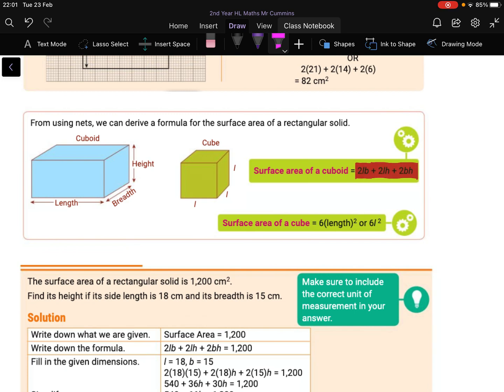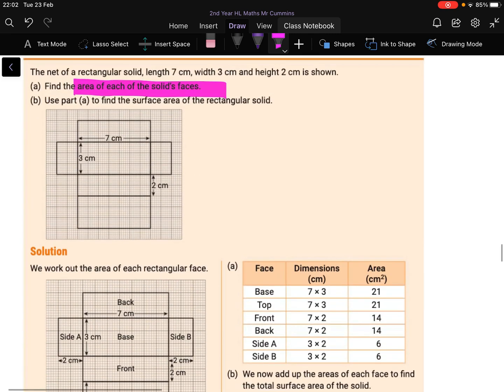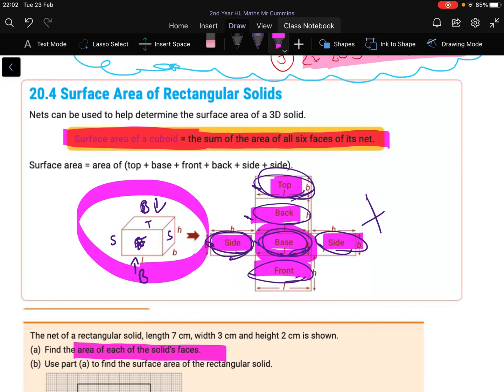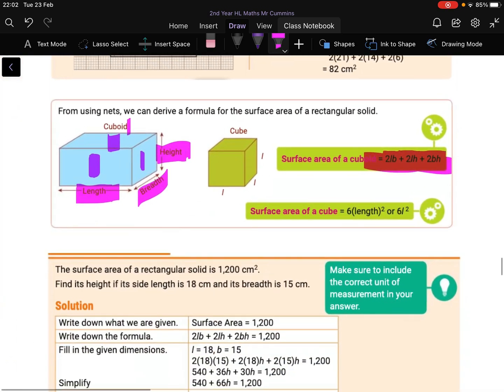So if you think of a cuboid, you can do length by height. If I want to find this one, it's going to be height by breadth. If I want to find this one, it's going to be length by height. So I can find the area. So this is just putting it into a formula: 2 times the length by breadth, plus 2 times the length by height, plus 2 times the breadth by height. But if you're asked to find it, do it the old-fashioned way. Find the area of all the sides, add them up.